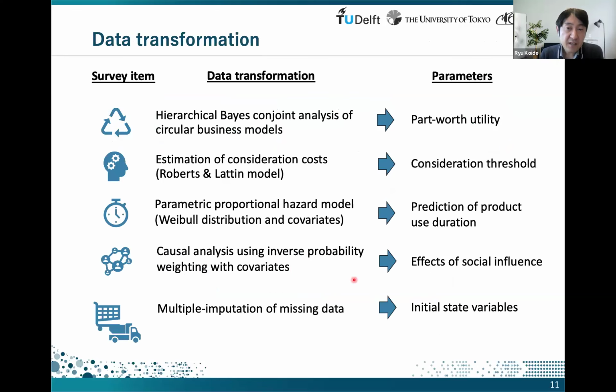And these survey items we needed to map to the agents in the simulation. So we required a bunch of data transformation. I cannot go through all the details, but we learned from Bayesian methods and marketing science and some hazard models and also econometrics models to estimate different parameters.